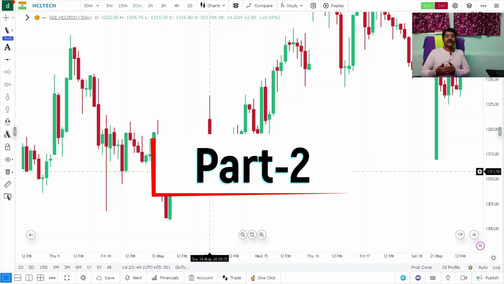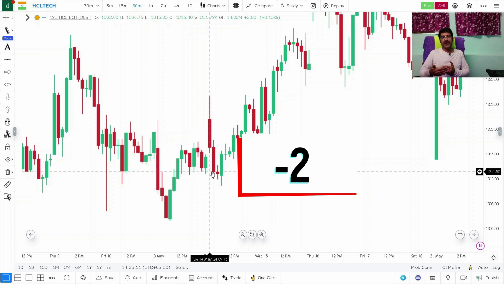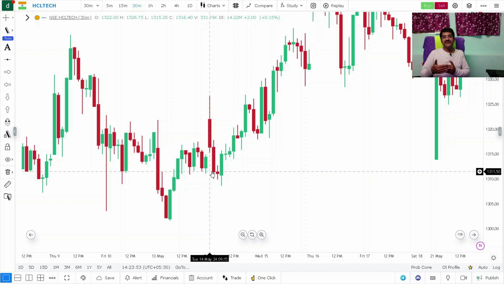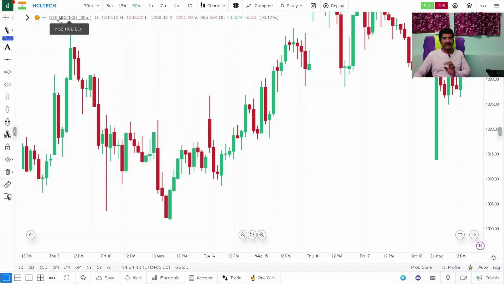Now we are going into the second part. In this second part, we will discuss what is range reversal and what is range continuation. Both of these, range reversal and range extension, are going to give us good opportunities in intraday. First, I have taken HCL Tech as an example, and focus on this area, guys. This is the first 1 hour, whatever you are looking at, on Tuesday the 14th.